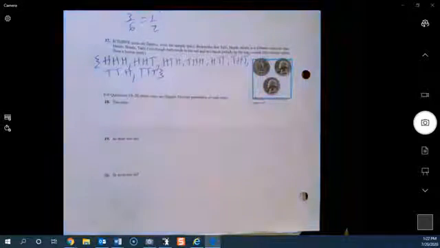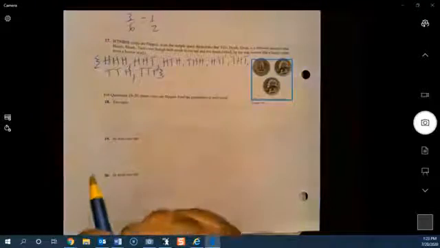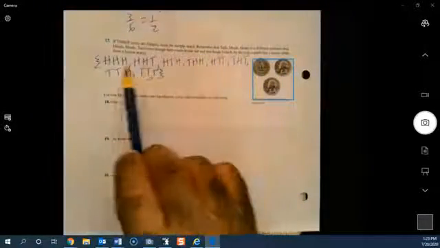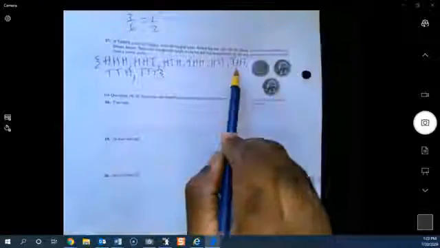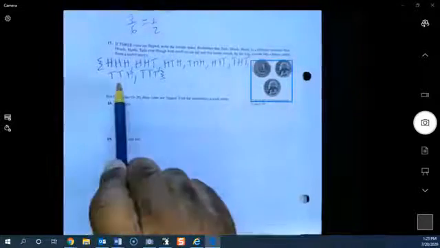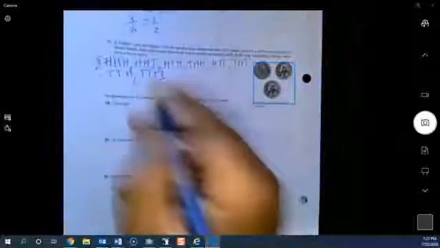Now, we come down here to problem 18. It says, for questions 18 to 20, 3 coins are flipped. Find the probability of each event. Now, they want to know how many of these have 2 tails. Well, let's take a look here. We have 2 tails here. That's 1. We have 2 tails here. That's 2. We have 2 tails here, which is 3. Now this has 3 tails, so we wouldn't count that. So it's 3 that has 2 tails out of 8. So it's 3 out of 8.